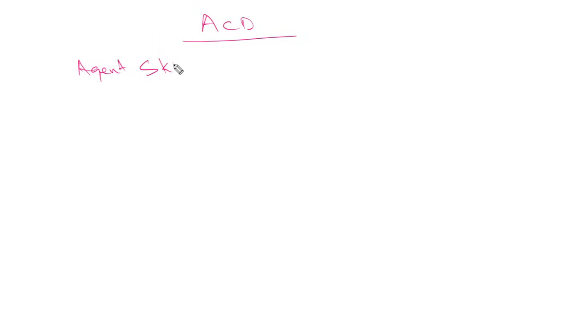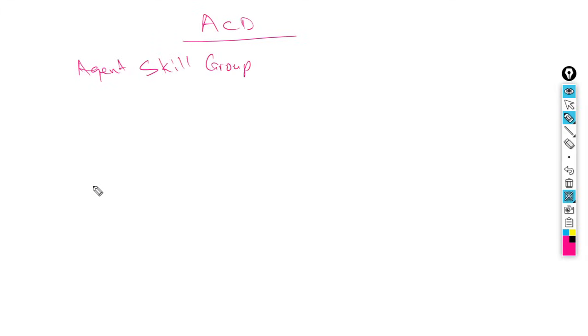And let's do a bit of an explanation. ACD. So ACD is an agent skill group. And this skill group will belong to an agent path. So an agent path is what we would call a queue. An agent skill group normally has agents.